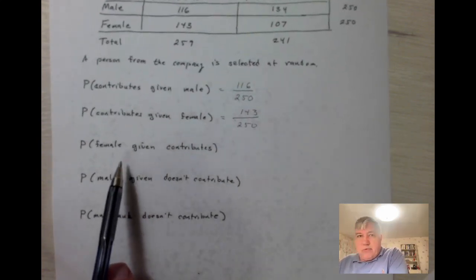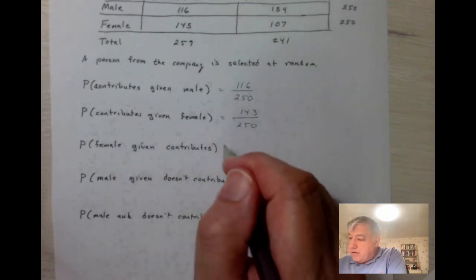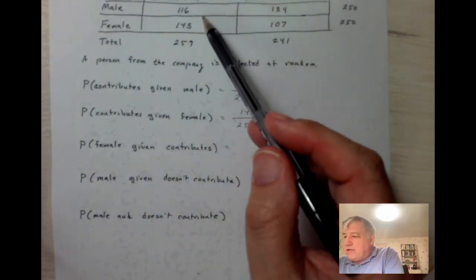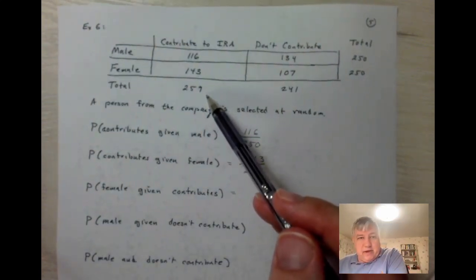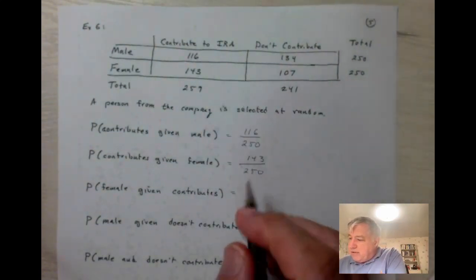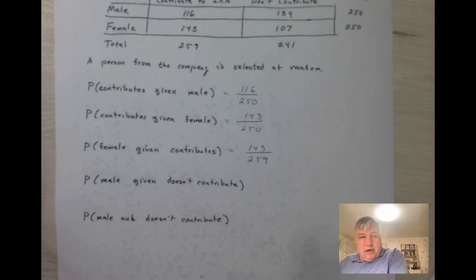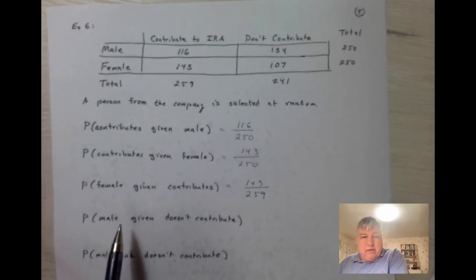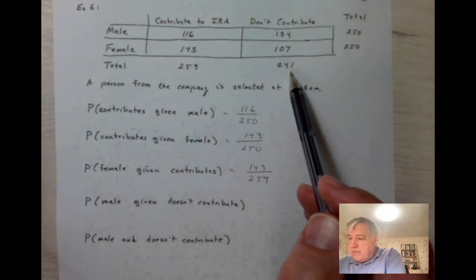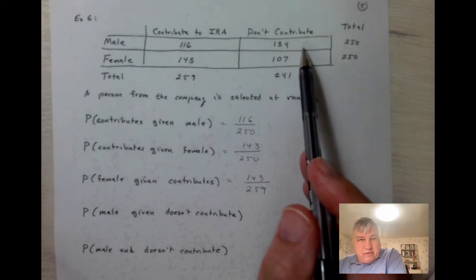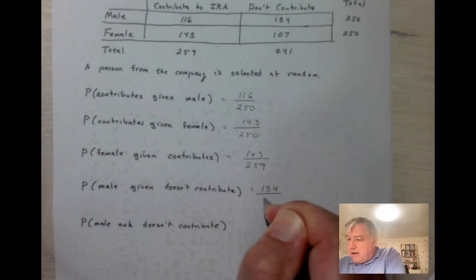Now, switching this around, what's the probability that the person is female, given that they contribute? Well, now we're interested in just the people who contribute, and there are 259 of them that contribute, and 143 are female. So this would be 143 out of 259. What's the probability that they're male, given that they don't contribute? Well, there are 241 that don't contribute, and of those 241, 134 are male. So this would be 134 divided by 241.